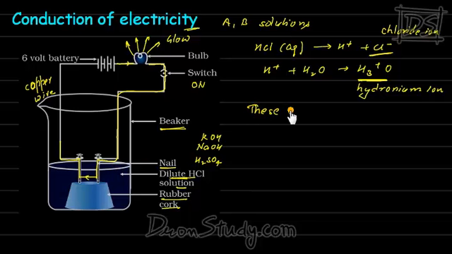These ions, meaning chloride ions and hydronium ions, can move in the solution to conduct electricity.